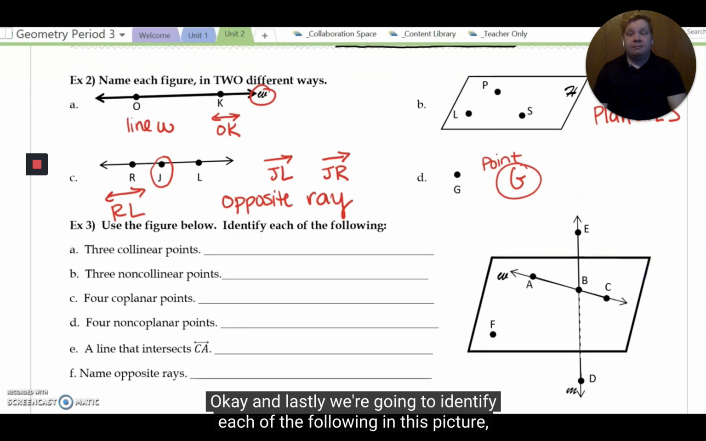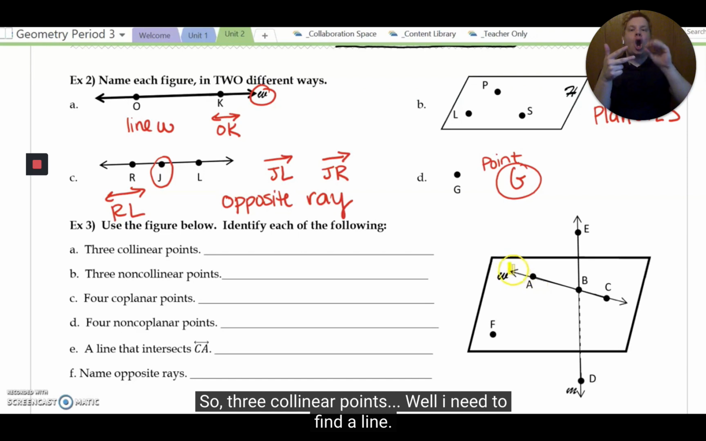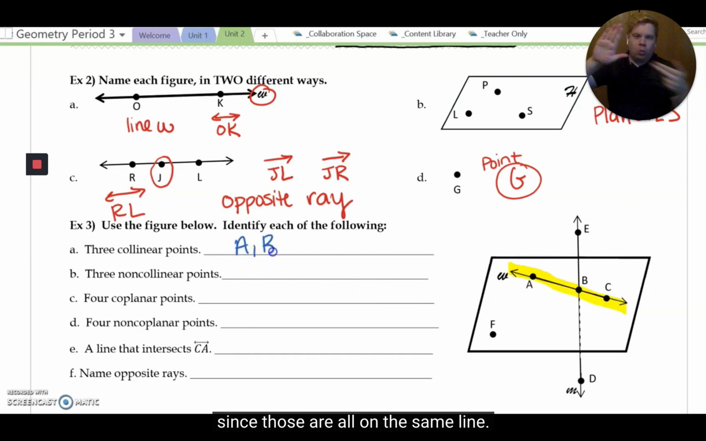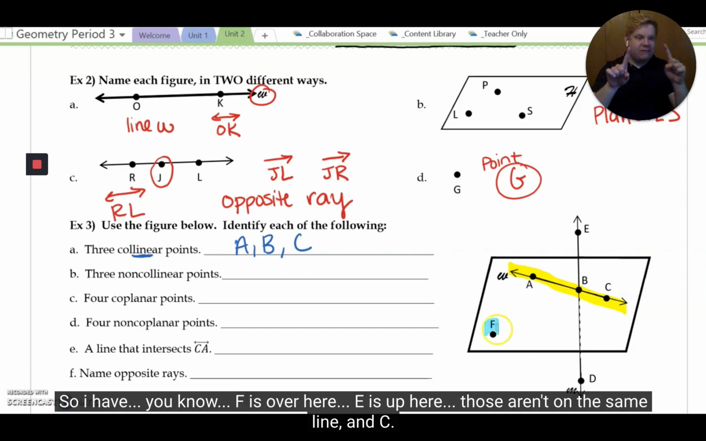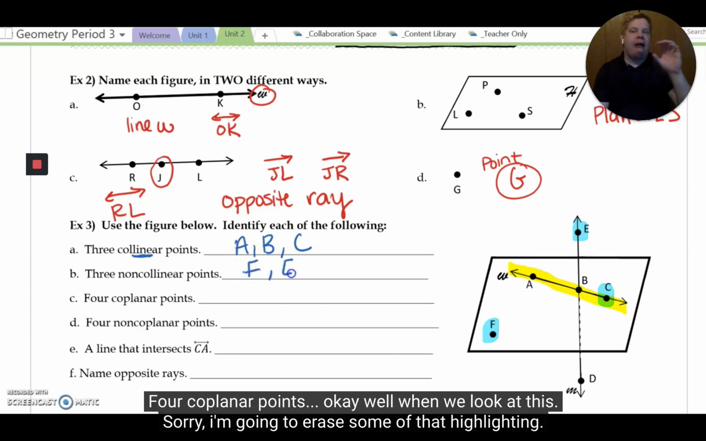Okay, and lastly, we're going to identify each of the following in this picture, keeping in mind that there will be multiple answers for some of these. So 3 collinear points. Well, I need to find a line, so I'm highlighting that in yellow. So one option would be points A, B, and C, since those are all on the same line. 3 non-collinear points, well, I'd have to take points from the different lines. So I have F, E, and C. Those aren't on the same line.